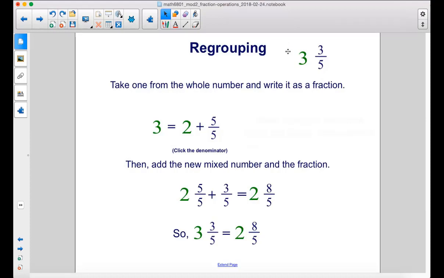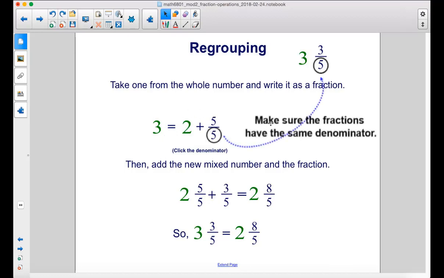So 3 and 3/5. We're going to take 1 from the whole number and write it as a fraction. So 3 becomes 2 and 5 over 5. 5 over 5 simplifies to 1. So this is 2 plus 1, which is 3. So you just have to make sure that the fractions have the same denominator.